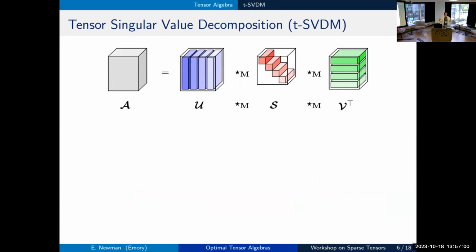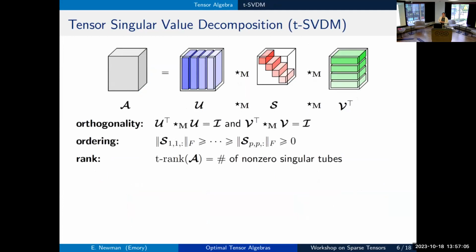Okay. And in fact, we have all those properties that one would want. We have orthogonality of U and V. We have an ordering of the singular tubes. So those red tubes there are ordered. And we have a notion of rank consistent with that of matrix rank. So we have the T rank, which is the number of non-zero singular tubes.